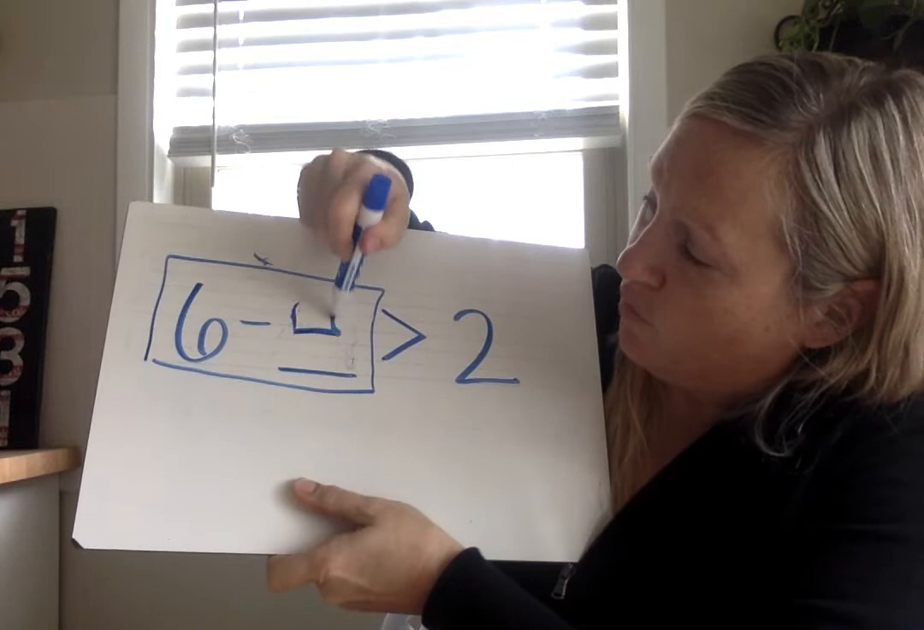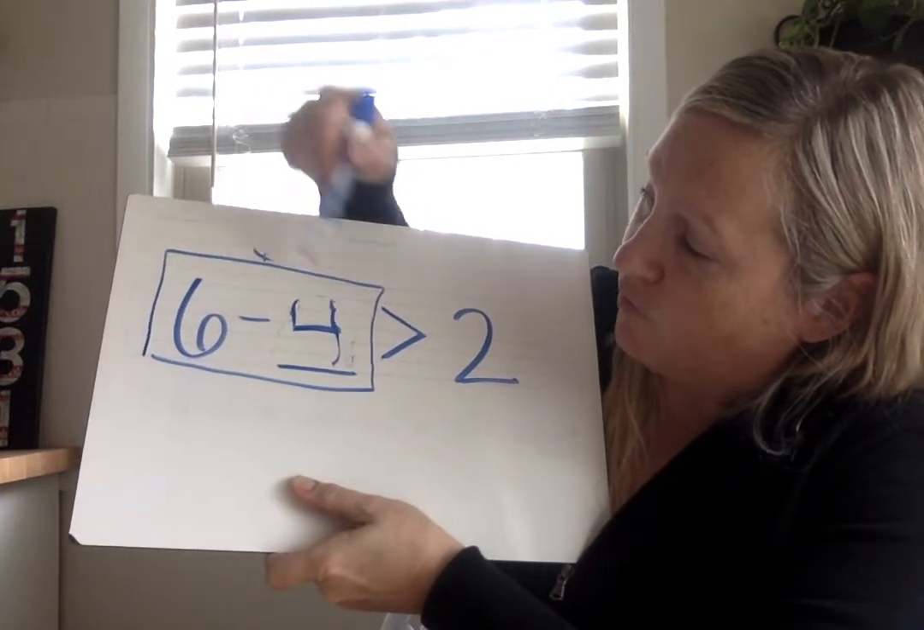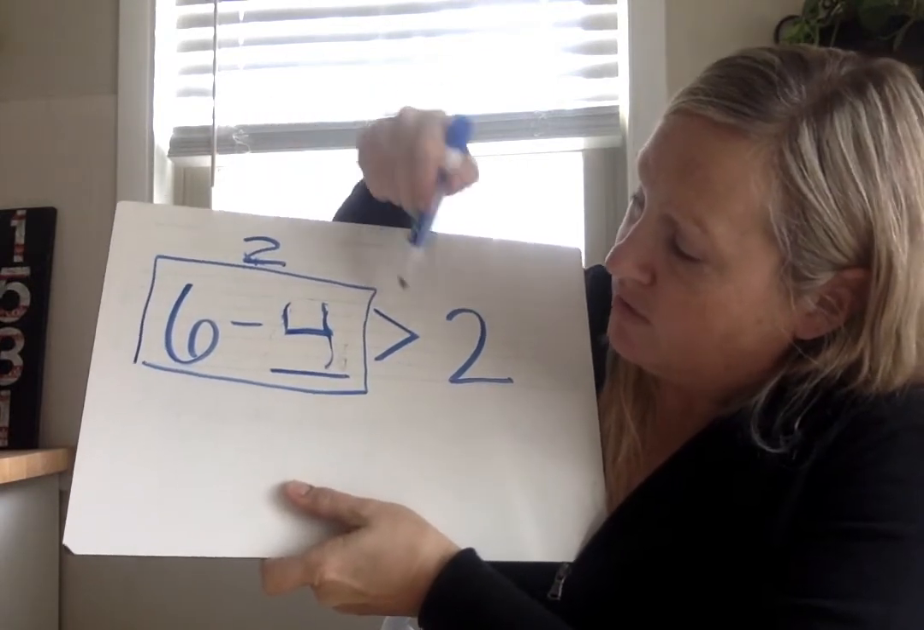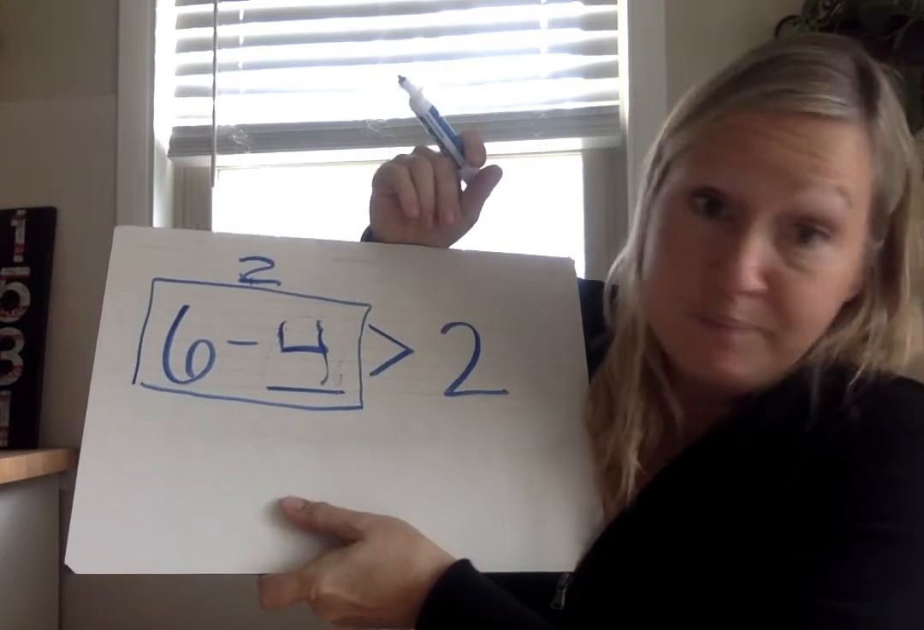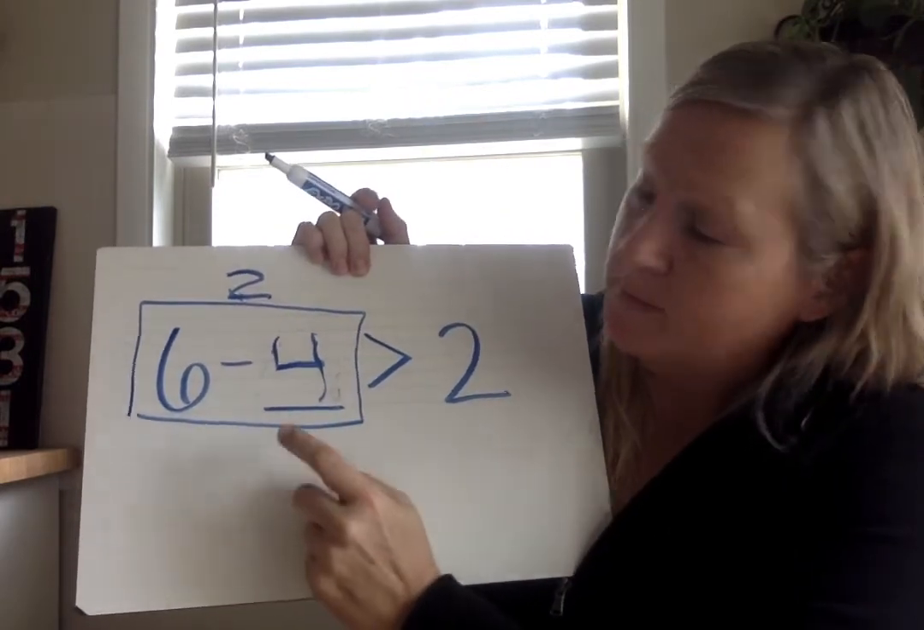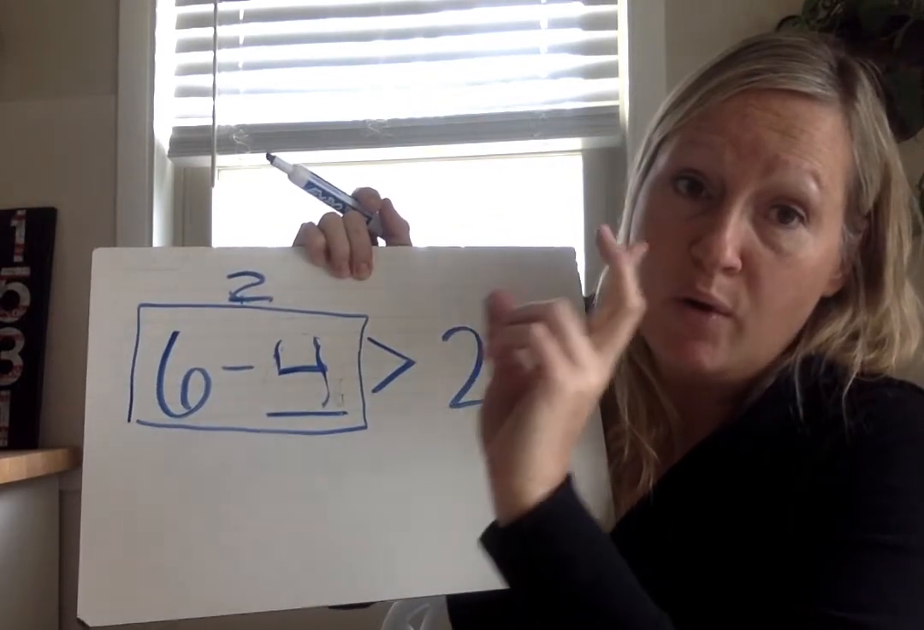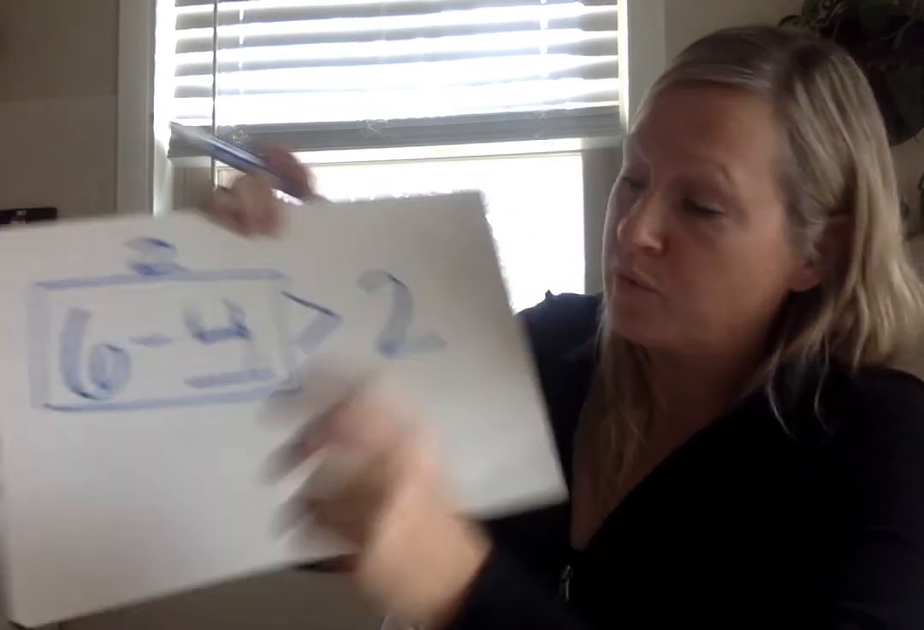If I put a 4 in there, 6 minus 4 is 2. Is 2 greater than 2? Nope, I've run out of possibilities. So I could put 0, 1, 2, or 3. All right, now I'm going to do one that mixes them both, plus and minus. Are you ready?